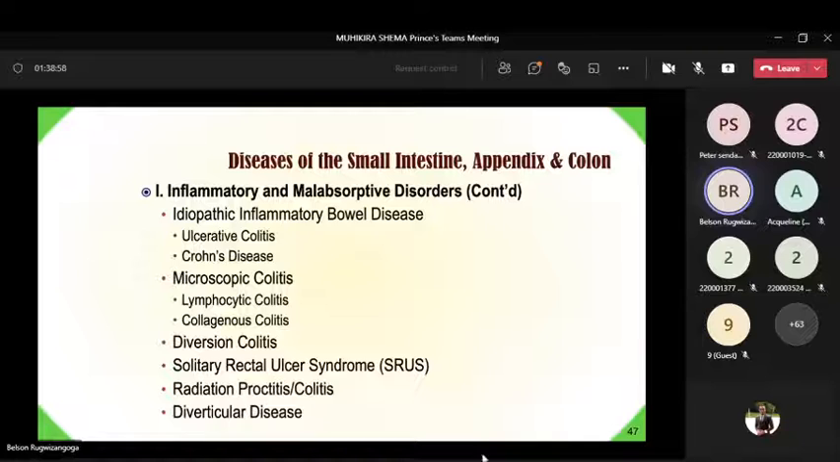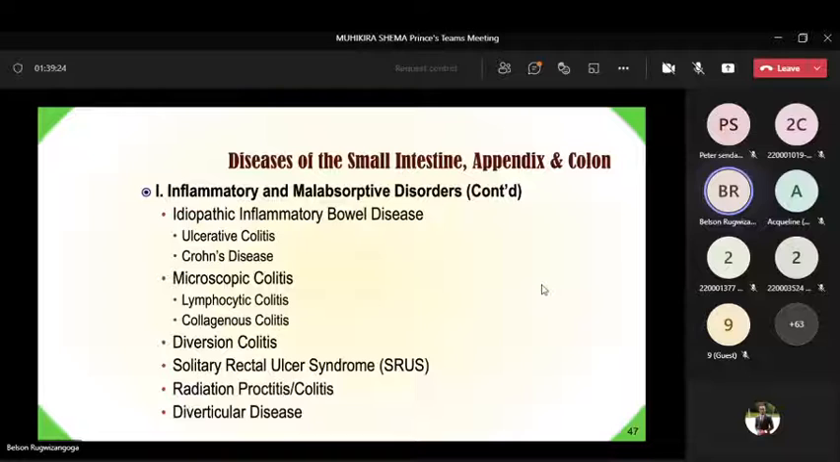There is microscopic colitis, meaning you see clinically that there is a colitis, an inflammation of the colon, but you will know the cause only after microscopy. It can be caused by lymphocytes, so lymphocytic colitis, or by a deposit of collagen fibers.